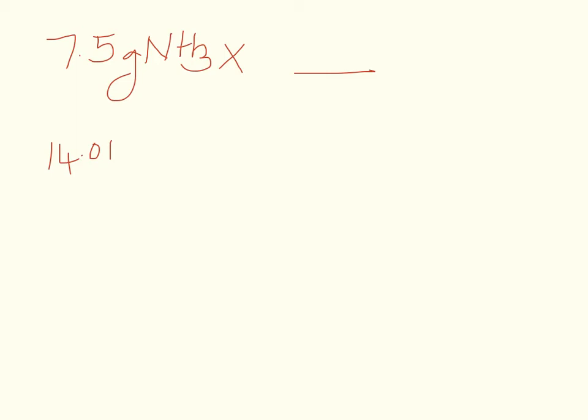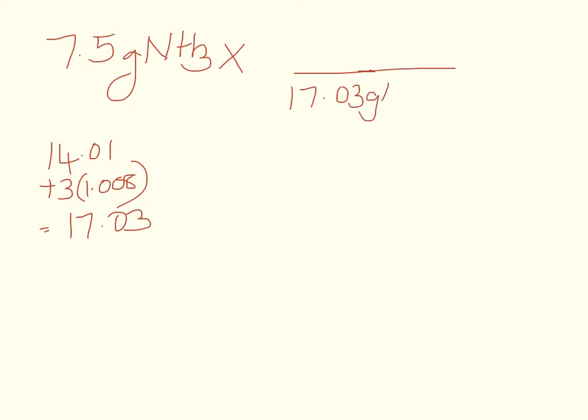Okay, so we are starting with 7.5 grams of ammonia. We know that molar mass of ammonia is 14.01 plus 3 times 1.008, approximately 17.03. So 17.03 grams of ammonia are present in 1 mole of ammonia, and in this step we have converted from grams of ammonia to moles of ammonia.